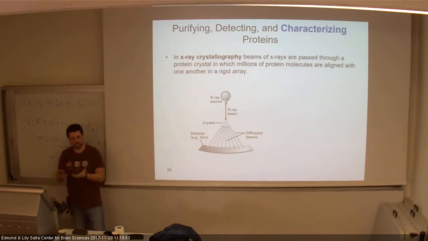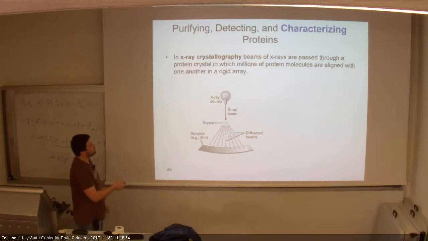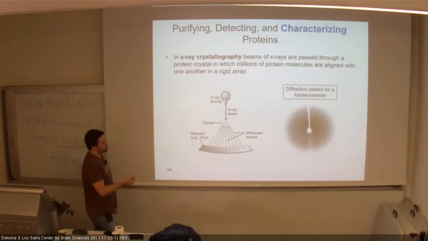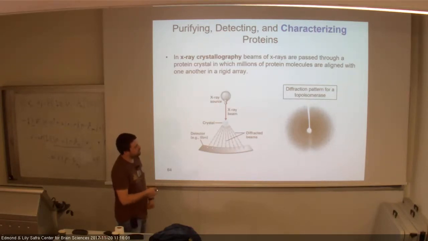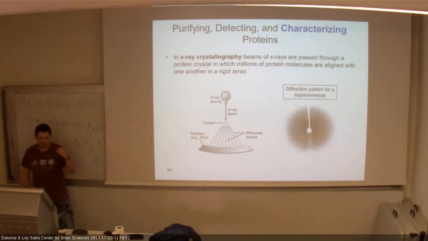But once you have a crystal of your protein, then you can bombard it with an X-ray beam, and then you get a diffraction pattern. For example, this is one protein that's in charge of unwinding DNA, but it doesn't really matter. And the mathematics behind this diffraction pattern was already solved 60 years ago.